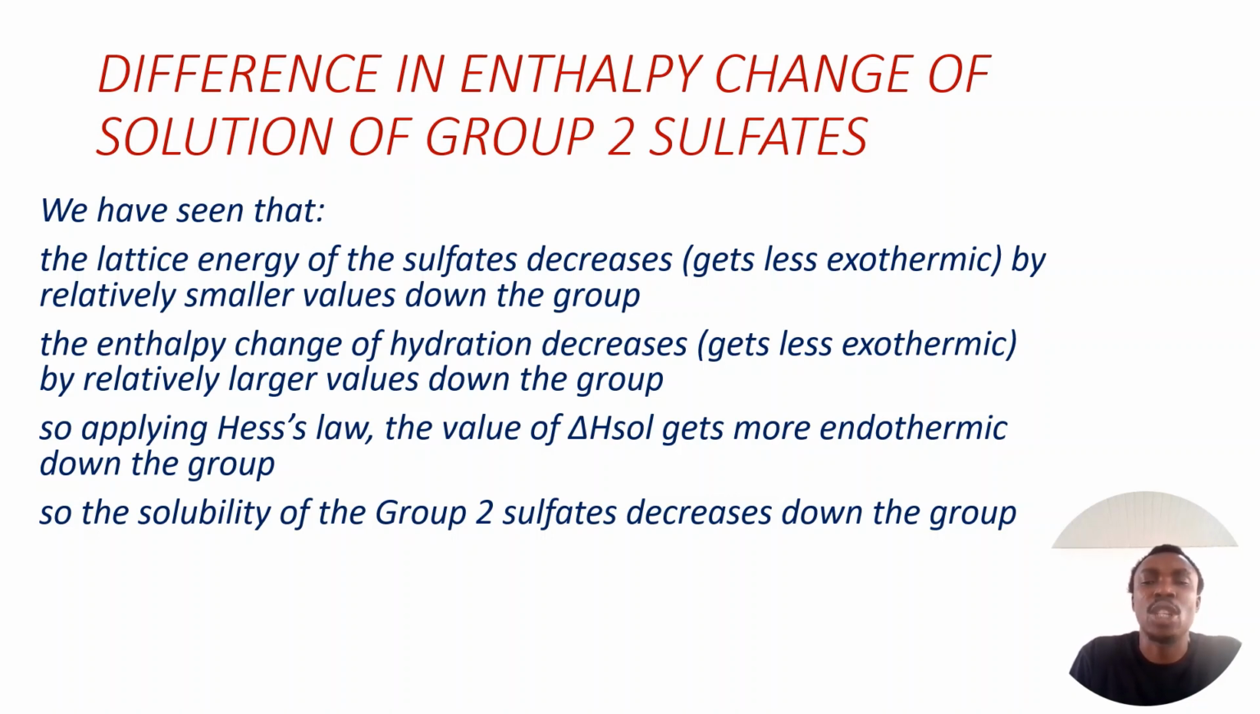When the enthalpy change of solution has a large positive value, or becomes more positive, that means the ionic solid is insoluble. For an ionic solid to still be soluble, the enthalpy change of solution is either negative or has a small positive value. That means the solubility of the group 2 sulfates decreases as you go down the group, because down the group the enthalpy change of solution gets more endothermic. That means more positive as you go down the group.